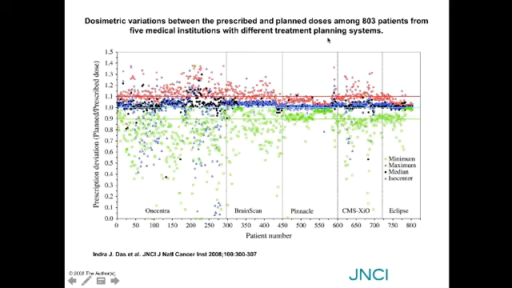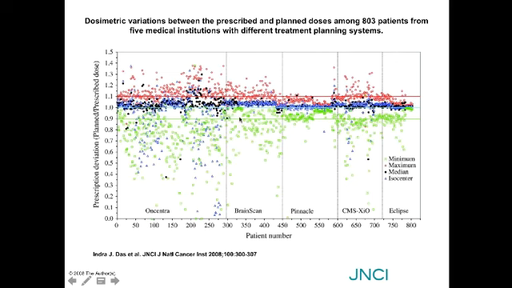Here's some data on this. This is a study quoted in ICRU 83. This is led by Indra Das, where they looked at prescribed doses versus planned doses in 800 patients at 5 institutions and different planning systems. So ideally what you would want is that the prescription dose matches the planned dose. So the value should be 1, the ratio should be 1 here. But you'll see that it's not. There's a lot of variability, and you'll see it can go from 50% to above 40% in the outliers.